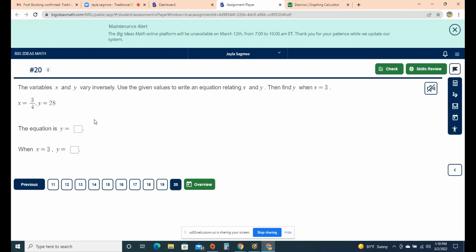It does have a fraction, which is not the most pleasant. But your k is always x times y in these inverse variation problems. So when you multiply 3/4 times 28, you get 21. Wait, what? Let me share my screen. It's better to divide before you multiply. But let me share my screen so you can see this.